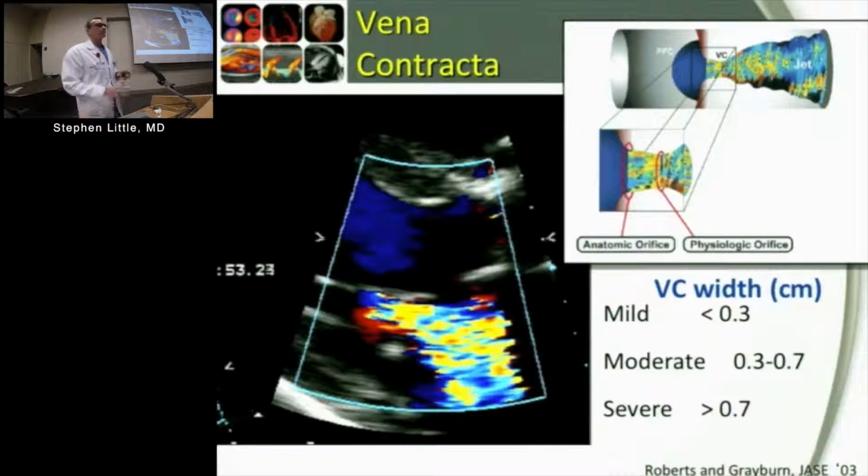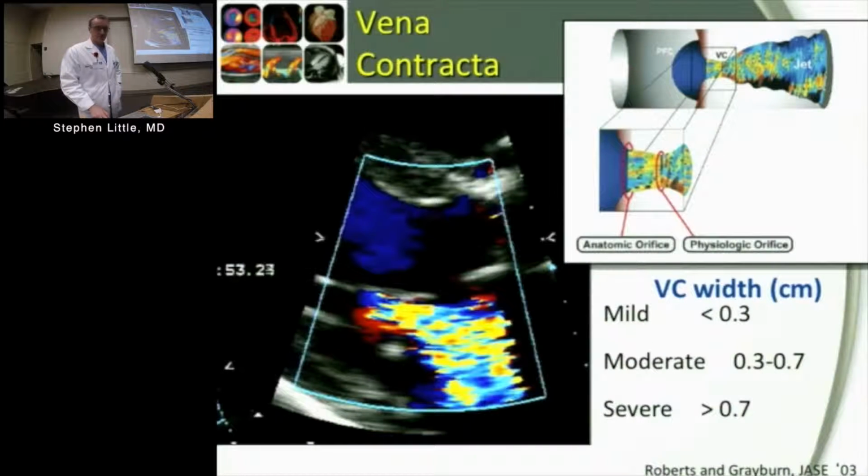How much smaller? The contraction coefficient depends on a bunch of things. It depends on the thickness of the orifice, the driving pressure, the actual volume. But in general, it sort of explains why the EROA is less than the anatomic orifice area, the AOA. In concept, the gradation is shown here: a vena contracta width greater than 7 millimeters is thought to be severe.